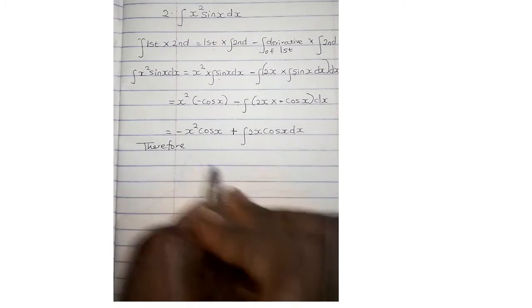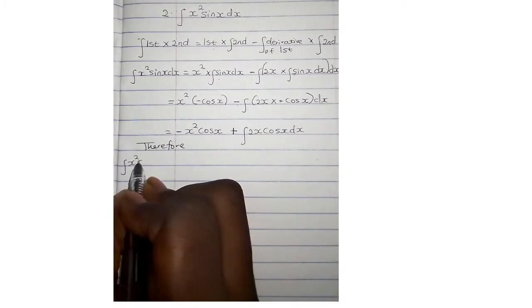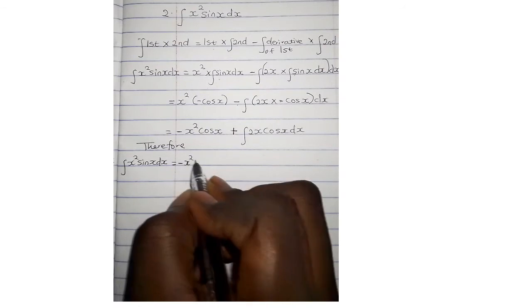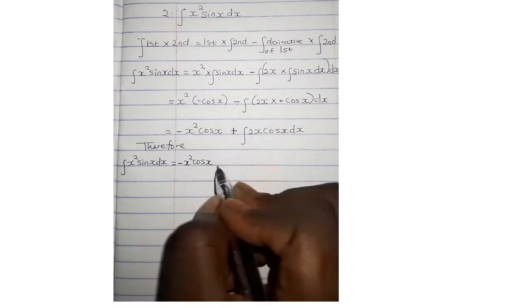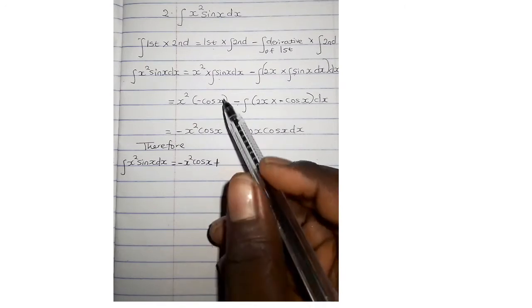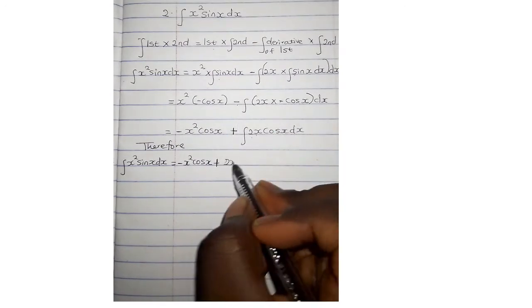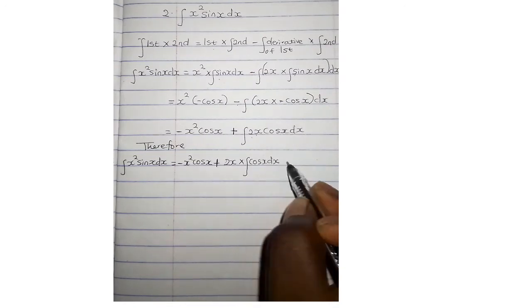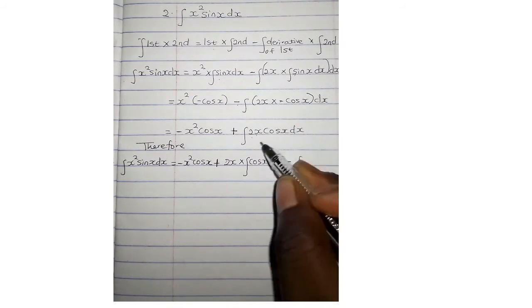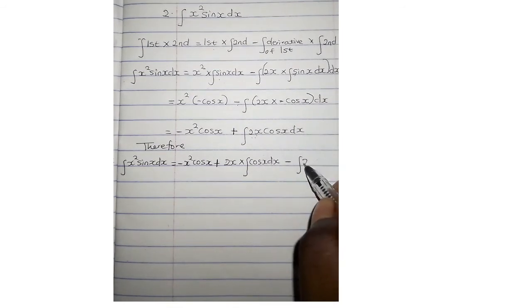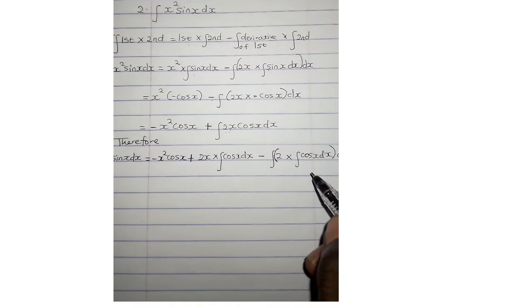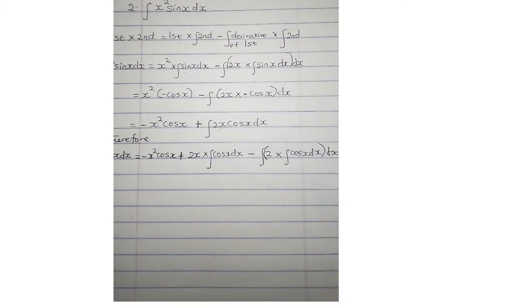we can say integral of x squared sine x dx is equal to negative x squared cos x. Now applying the rule to the second function, what's the first here? It is going to be 2x multiplying the integral of the second, which is cos x dx, subtracting the integral of the derivative of the first, which is 2x, is going to be 2, multiplying the integral of the second, which is cos x dx, all into dx. Alright, you seeing this? Right, let's continue like this.